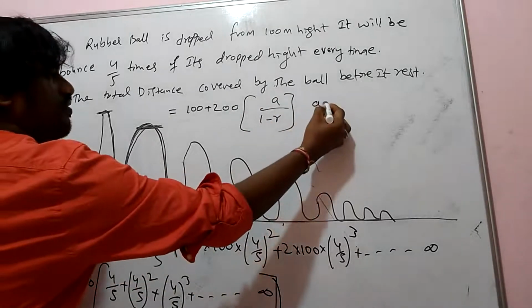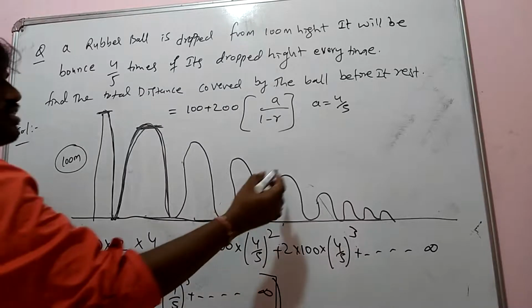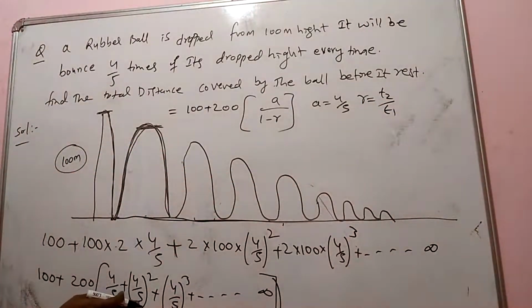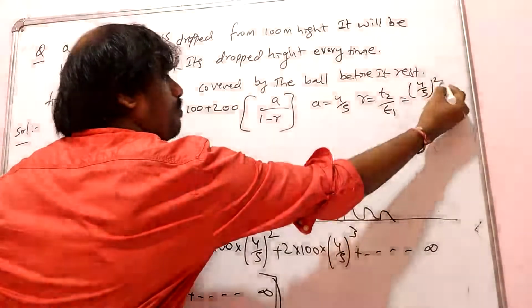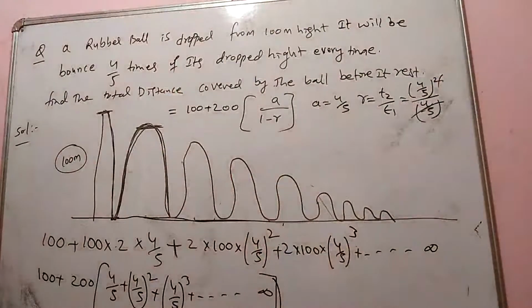What is the first term here? The first term is 4 by 5. Is 500 meters the answer? No, wrong answer. So R is what? R is T2 by T1, dear students. That is 4 by 5 whole square upon 4 by 5. One factor cancels, so I get 4 by 5. R is 4 by 5, A is 4 by 5, R is also 4 by 5.